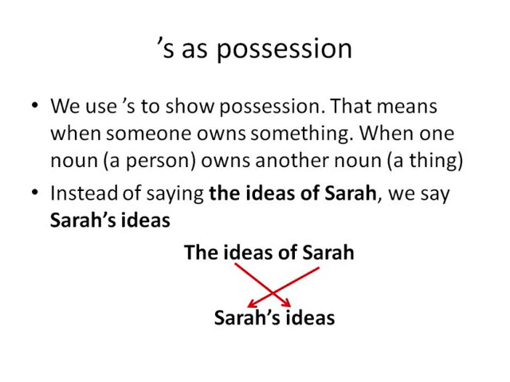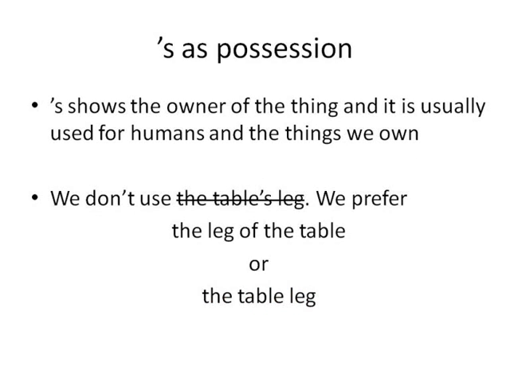Other examples: the house of John, John's house, Alan's car. So apostrophe S and possession shows the owner and the thing that that owner has, and it's almost always used for humans and the things they own. For example, we don't say the table's leg or the chair's back. We prefer the leg of the table, the back of the chair, or we classify it by saying the table leg or the chair back.